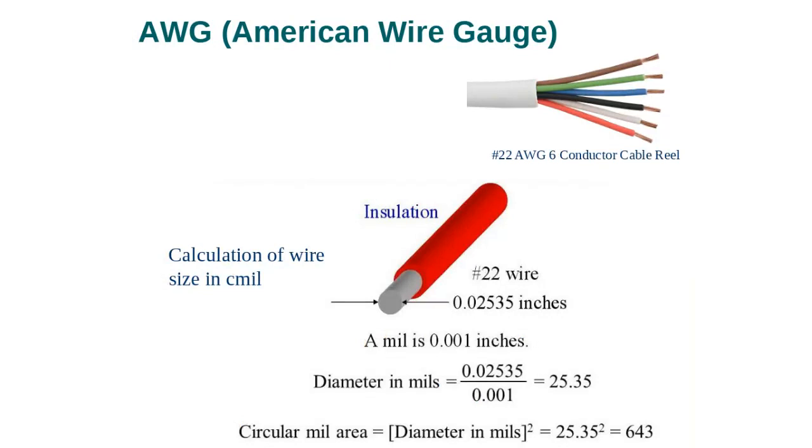And we've talked about the American wire gauge. That's why, when we mentioned why we need to change to circular mil, because this will be very small, 0.0235 inches. So we want to convert it into mils, for example. So this will be 25.35.